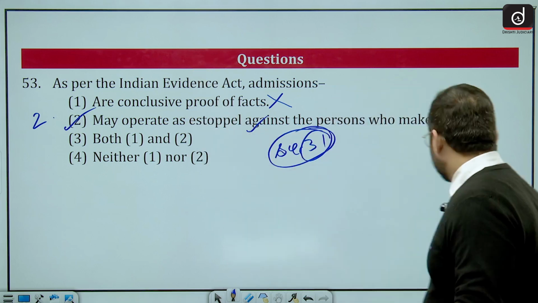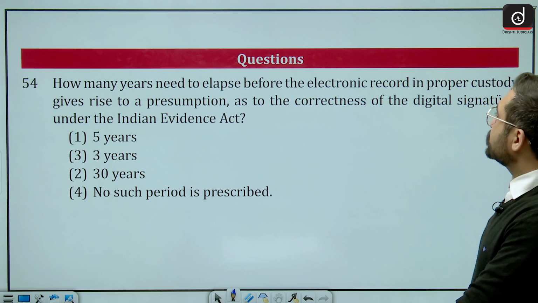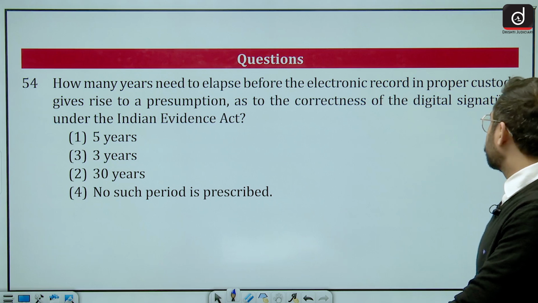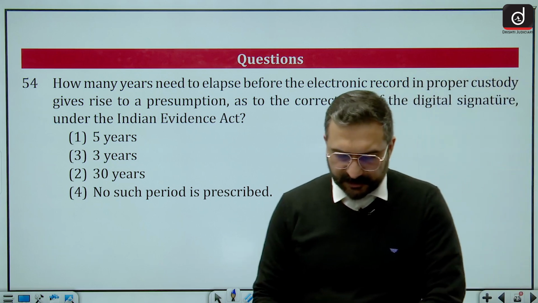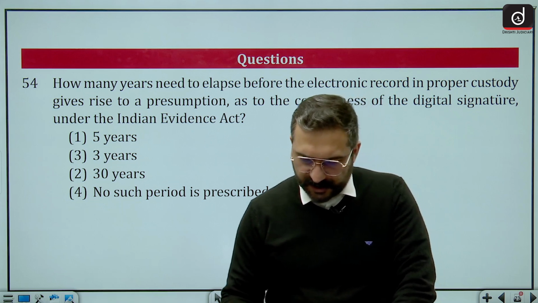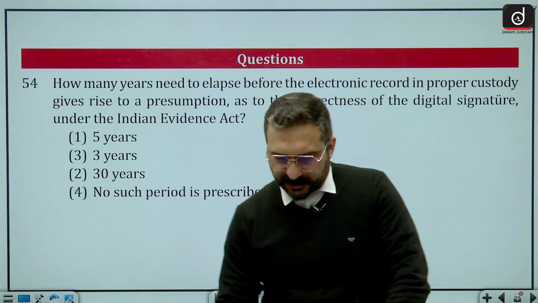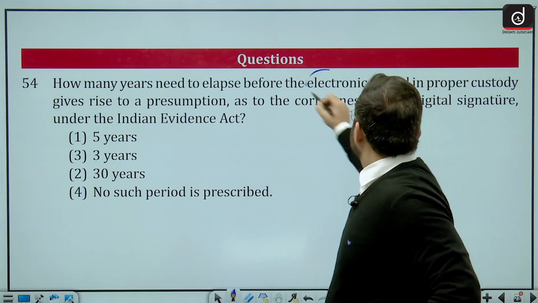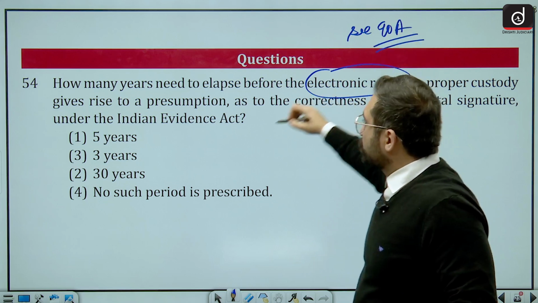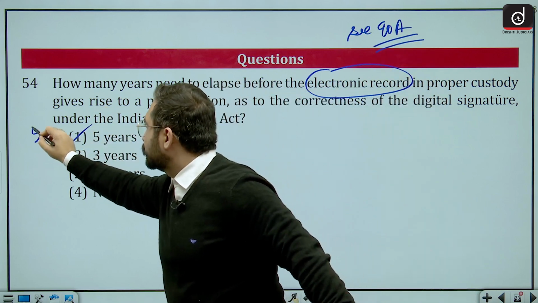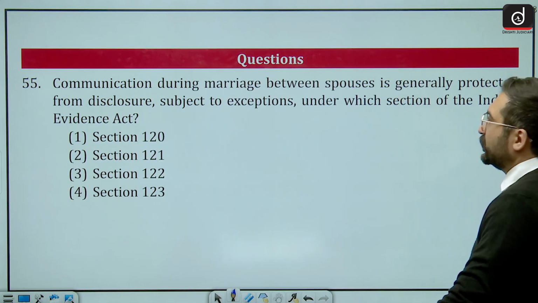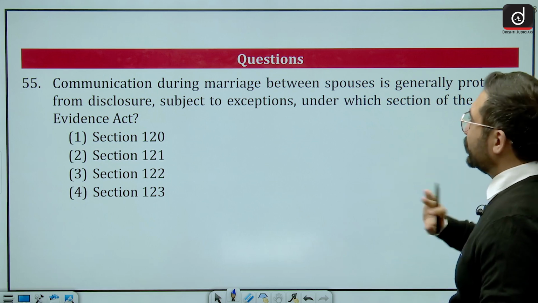Question 53, the second, is a direct question. How many years need to elapse before the electronic record in proper custody gives rise to a presumption as to the correctness of digital signature under the Indian Evidence Act? Okay, this is based upon the presumption, and here you can see Section 90A talks about electronic records. Section 90A, and this would be 5 years. Direct question. 1 is your answer. Direct, no problem. I have no analysis, only factual.